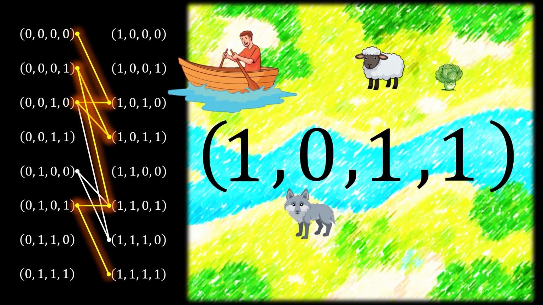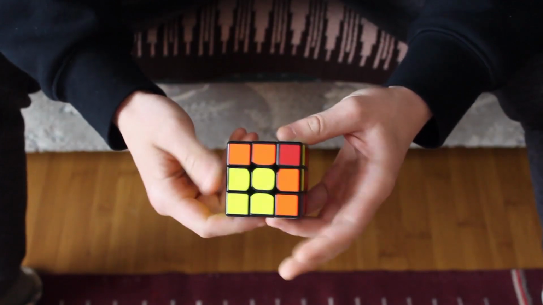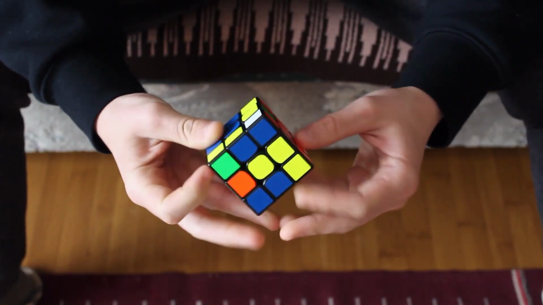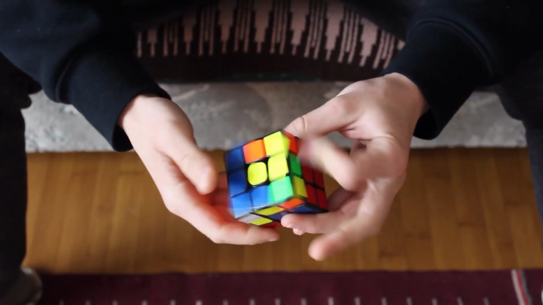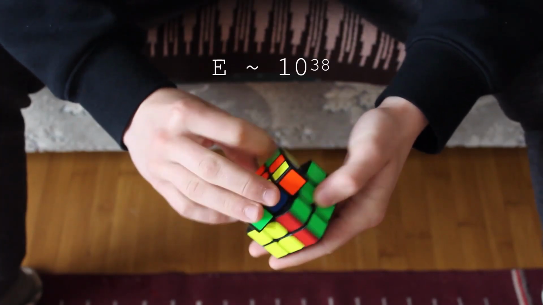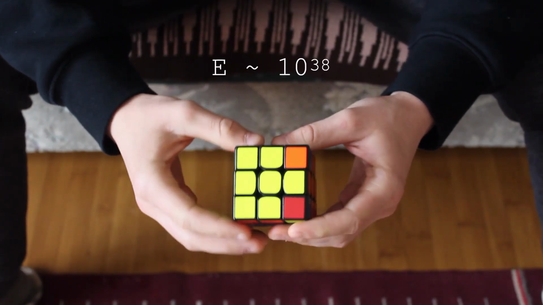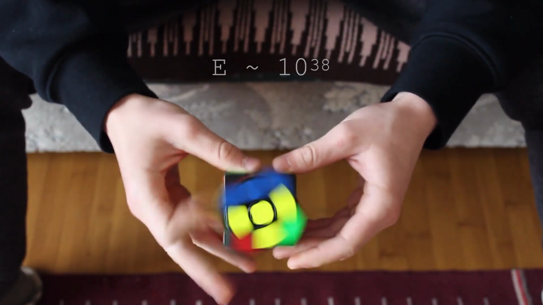In theory, even the Rubik's Cube could be treated like this. The problem is that the number of possible configurations is so enormous that the adjacency matrix would have about 10 to the 38 entries. This is not a theoretical limitation of the algorithm, it is a computational one.